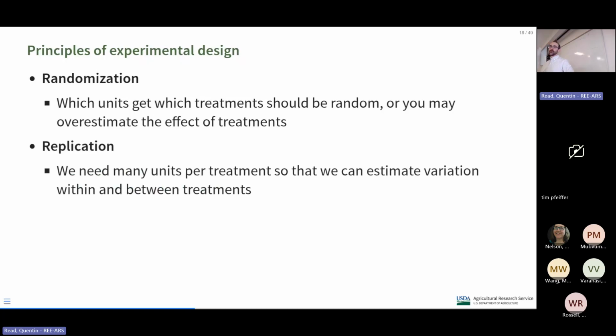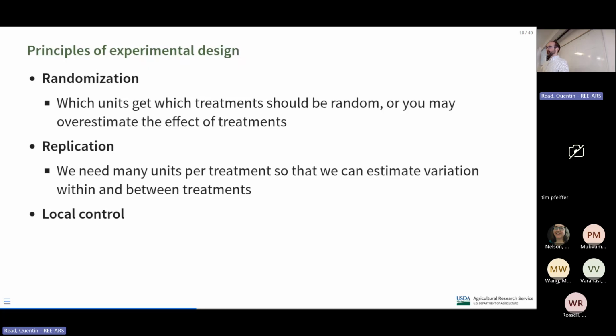Replication being the second principle, we want to estimate variation between treatments. That's the signal we're trying to pull out. But we also need to look at the variation within treatments, the noise essentially. And so to evaluate our signal against that, and in order to look at variation within treatments, you need multiple experimental units, replication within treatments to estimate that.